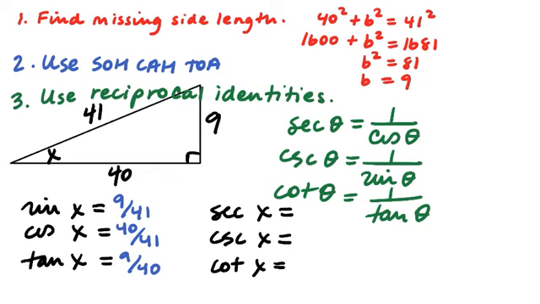So, if I want secant, I need to start with cosine. I'm going to flip it, so that's 41 over 40. Cosecant is the opposite of sine, so it's going to be 41 over 9. And cotangent is the opposite of tangent. That will be 40 divided by 9. And that's how we would do a problem like that. And there's another one of those on your practice problems at the back of this section of the packet.